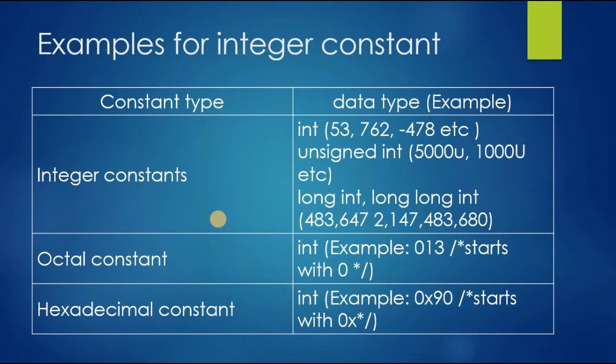Here are some examples for the integer constant. The constant type integer constant example is here: int 53, 762 and minus 478. Minus 478 is a negative value. We can declare integer constants as unsigned int and long int also. The constant type octal example is 013, an octal constant starts with a 0, and a hexadecimal constant example here is 0x90. A hexadecimal constant starts with 0x.